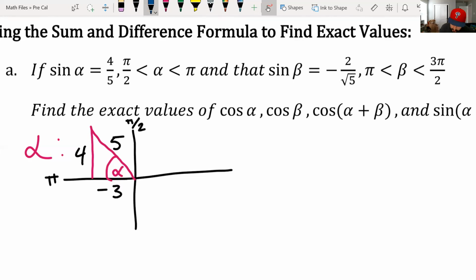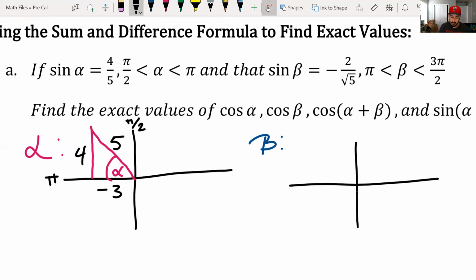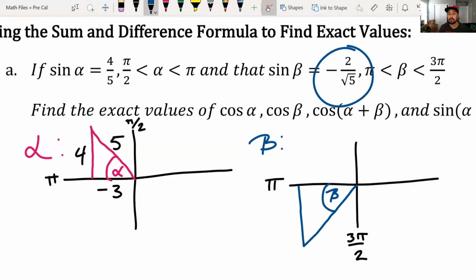Okay. So now we need a right triangle for beta. It says beta is stuck between pi and 3 pi over 2. Pi and 3 pi over 2. This means beta is stuck in quadrant 3. So there's beta.